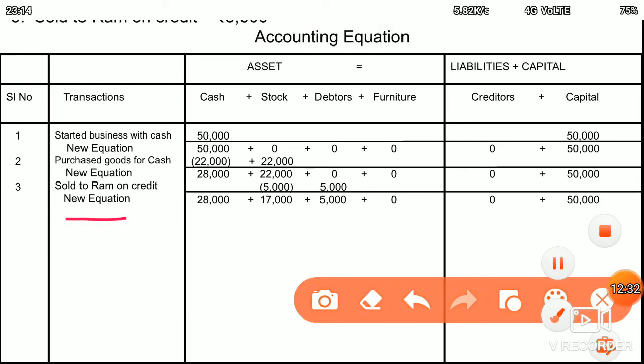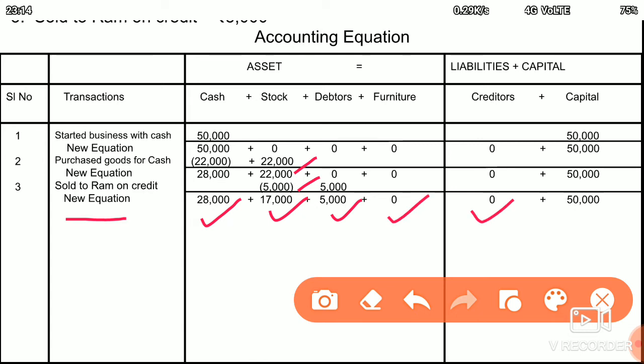we write the new equation. Cash remains unchanged, the balance is 28,000. On the other hand, the stock which was 22,000 has decreased by 5,000, so the balance is 17,000. Debtors has increased by 5,000. Furniture is unaffected, so it is 0. Creditors is not affected, it is 0, and capital remains the same as 50,000.